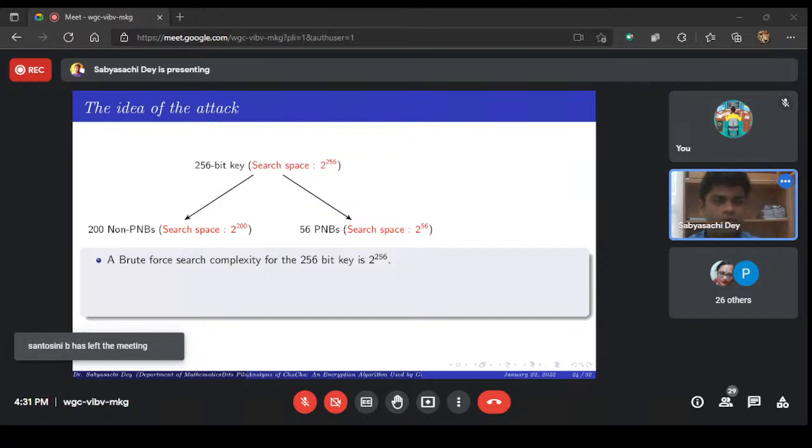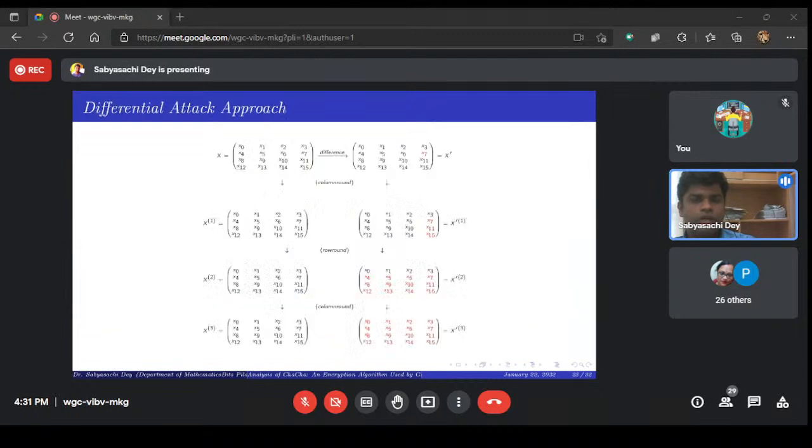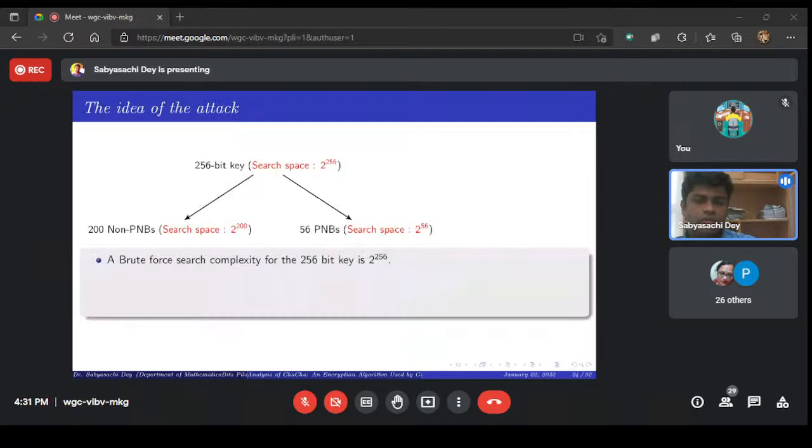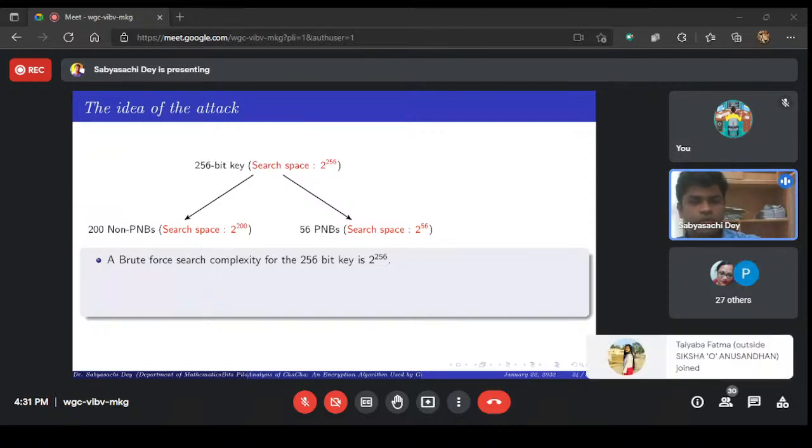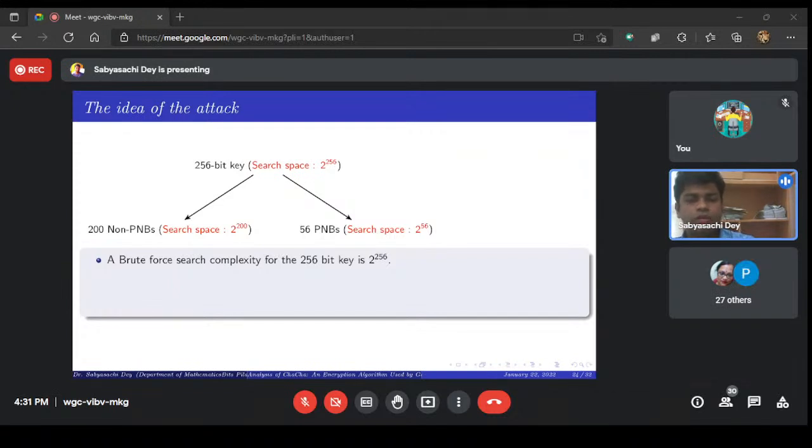So what he did was, he observed that there are some, first he had taken one distinguisher like this. He has taken one distinguisher in the third round. Now he observed that if we go backward from the output Z to the third round, then there are some key bits which have no influence on the distinguisher. Now suppose the total key size is 256. Among them, we observe that there are 56 key bits which have no influence on the distinguisher. So the remaining 200 bits have influence on the distinguisher.